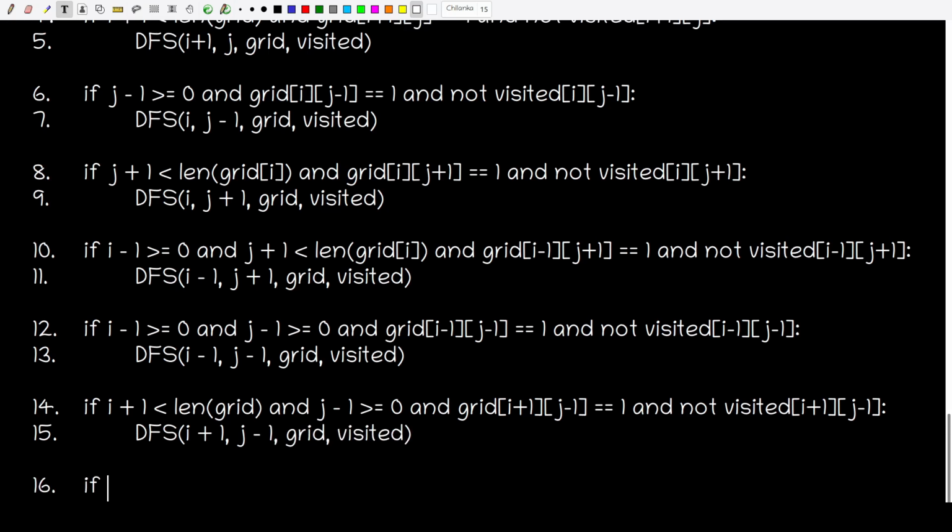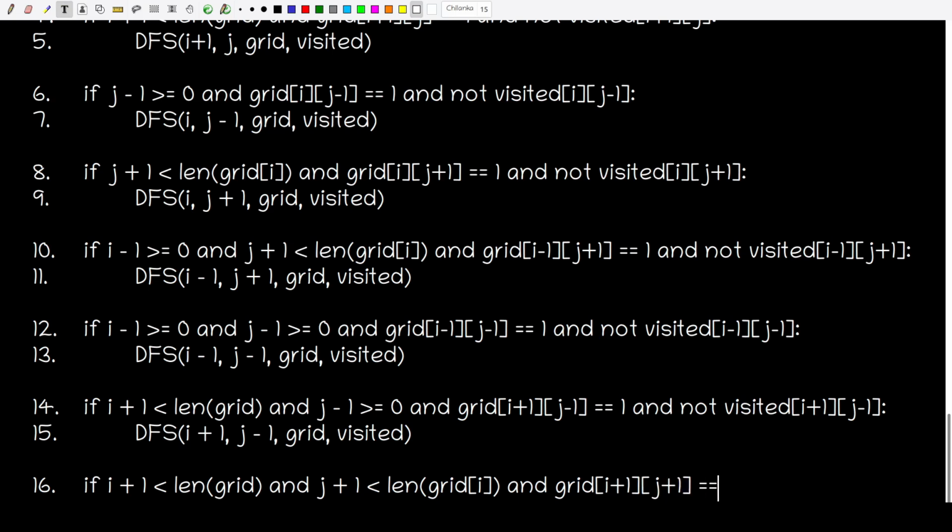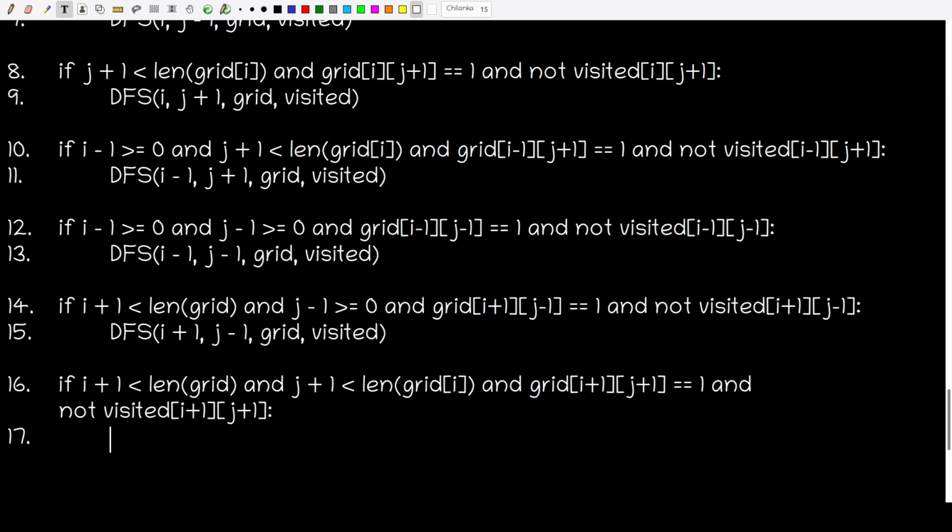And the same goes for the last diagonal, which is i + 1 is less than len of grid and j + 1 is less than len of grid of i, and this value, which is i + 1, j + 1 equals 1, and this is not visited, then in such case we have to perform DFS on this node as well, which is i + 1 and j + 1, grid and visited. And in this way, we will be able to count the number of islands. So that's the discussion of pseudocode, folks.